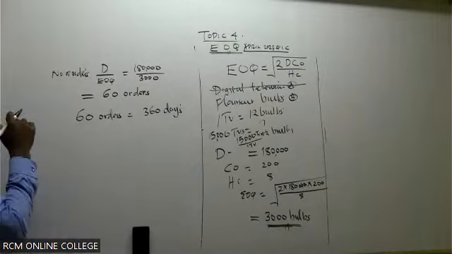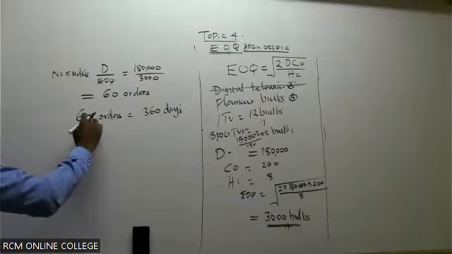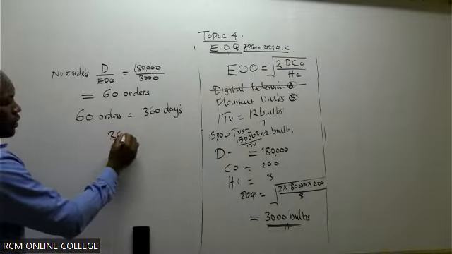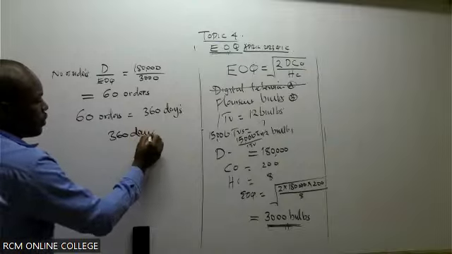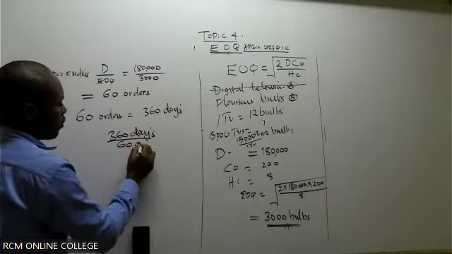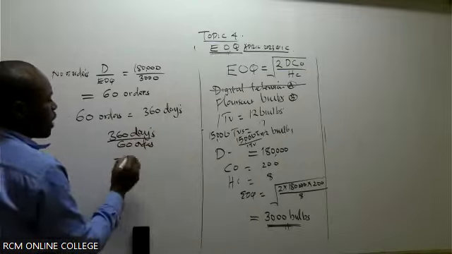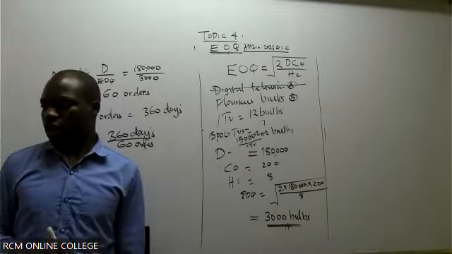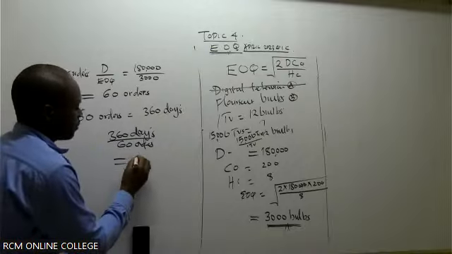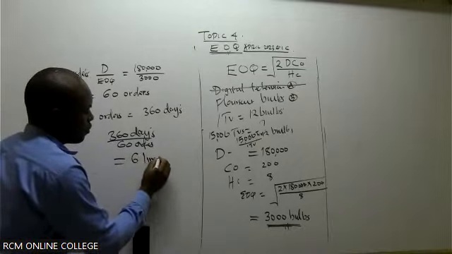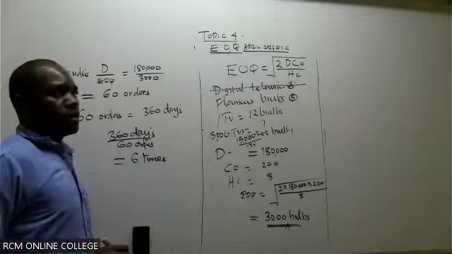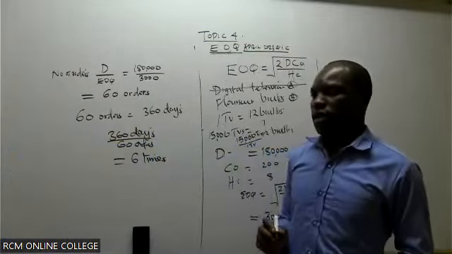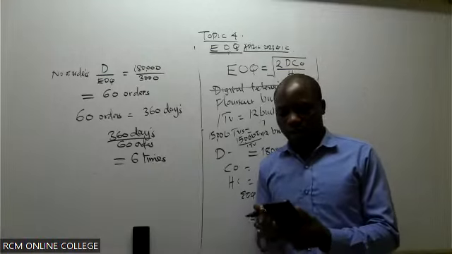So how frequent are they going to do this? 60 orders have been done in a year, so for the interval, we take our 360 days and divide by 60 orders. What will we have there? 6 times. So that's what you are required to do in that particular question.